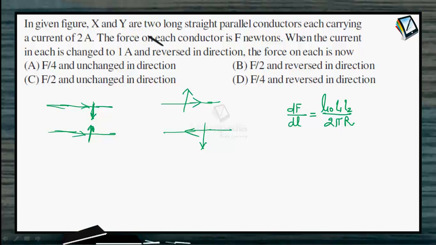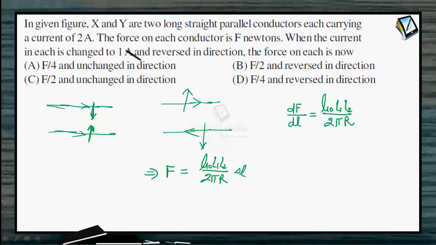So X and Y are two long straight parallel conductors, each carrying a current of 2 ampere. The force on each conductor is F Newton. That means F is equal to mu naught I1 I2 divided by 2 pi r into, say, some length delta L. And when the current in each is changed to 1 ampere and reversed in direction, that means current in both is reversed in direction. That means they are again in the same direction.